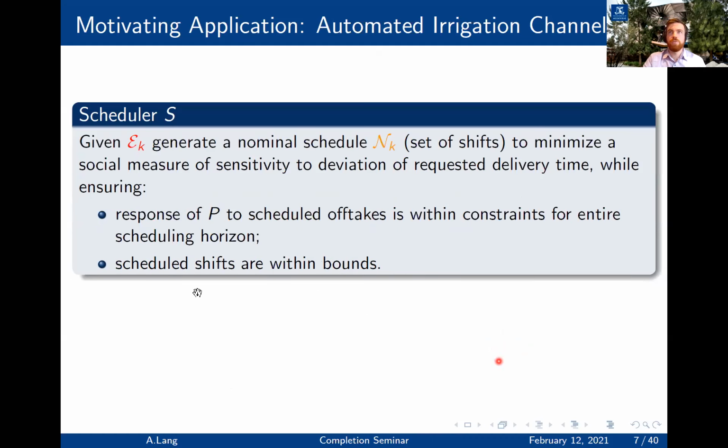So that leads to the role of the scheduler, which is sometimes called the planner in this application. And that is, given this set of information about the environment, generate a nominal schedule, that is the set of shifts, to minimize a social measure of sensitivity to deviation of requested delivery time, while ensuring the response P to the scheduled offtakes is within constraints for the entire scheduling horizon, and the scheduled shifts are within the bounds. So this is the first problem that we look at in this work, and I'll discuss a bit more about that shortly.